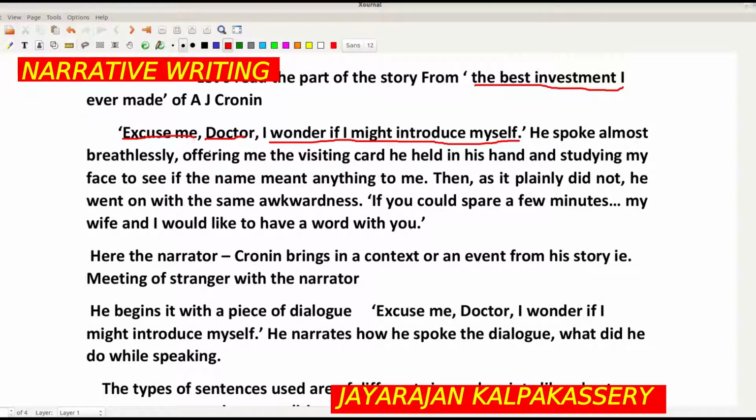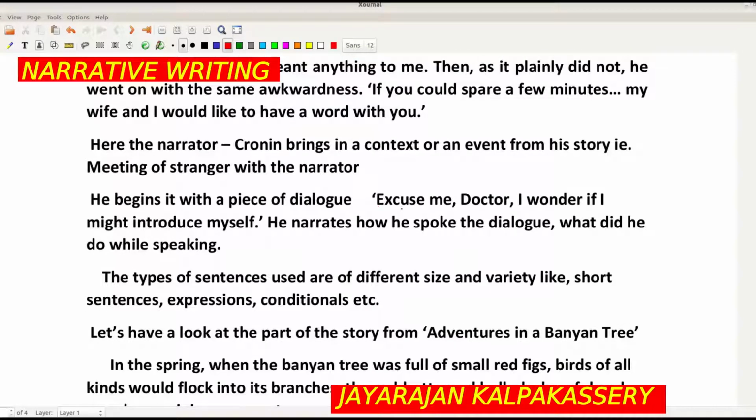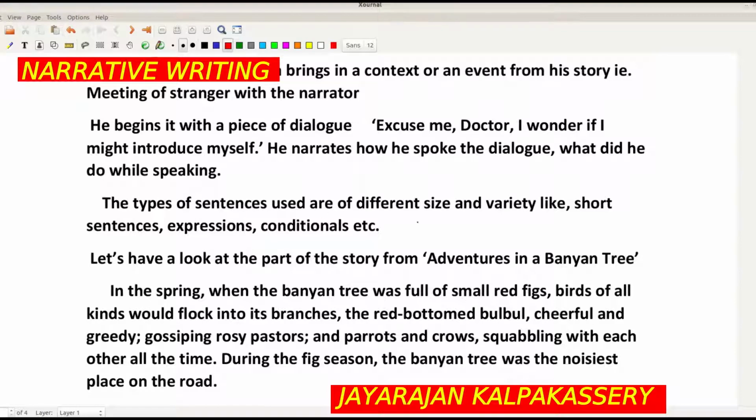Excuse me is a small, polite expression. Doctor, it is called. I wonder if I might, a polite way of introduction again. If you could, a conditional clause is used here. Like that, all types. Then, as it plainly did not, it is not a complete sentence. A part of a sentence is given here, and he has used it like that. This is a style of a narrative. He begins with a piece of dialogue like that. The types of sentences used are of different size and variety, like short sentences, expressions, conditionals, question tags, and all these can be used in a narrative.